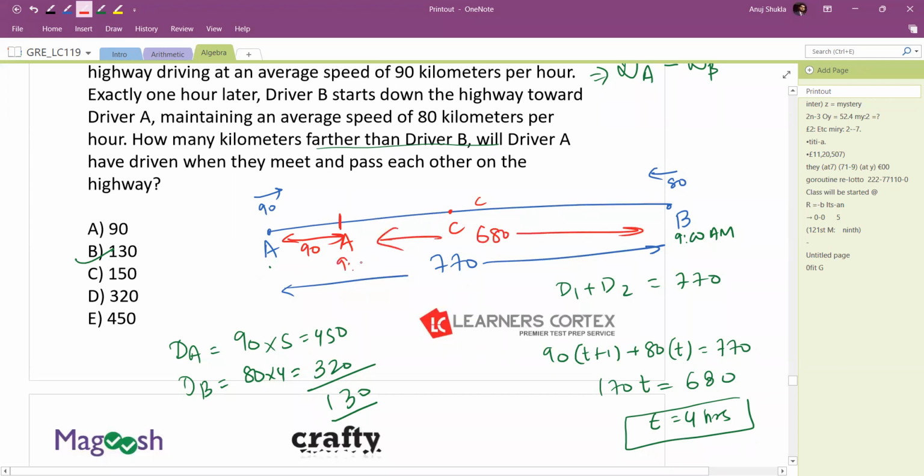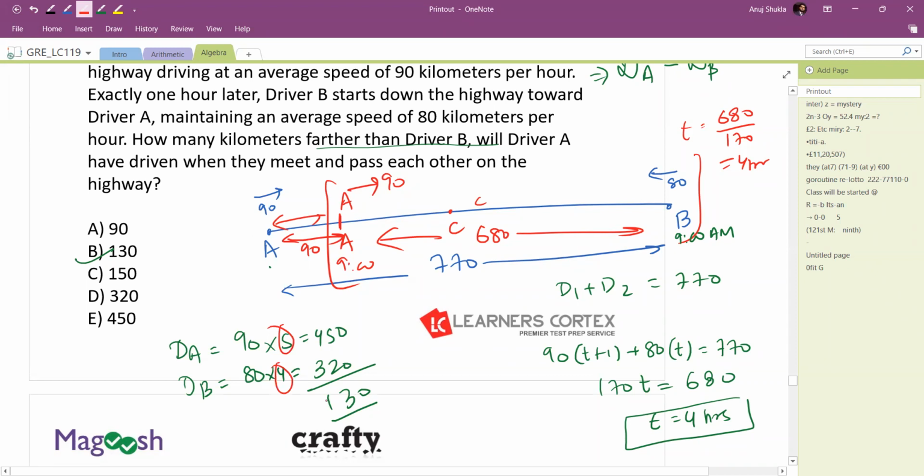So at 9 a.m., A is here. Now our distance is only from here to here. 680 distance, and it has to be covered by A and B, 90 and 80. Take the relative speed, 170. So time taken will be 680 divided by 170, which is 4 hours. So time taken for A is 4 hours, and 1 hour he started early. So time taken by A is 5 hours. Time taken by B, 4 hours. And then you can solve it.